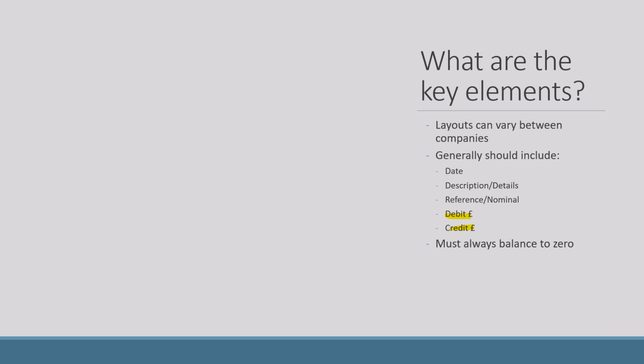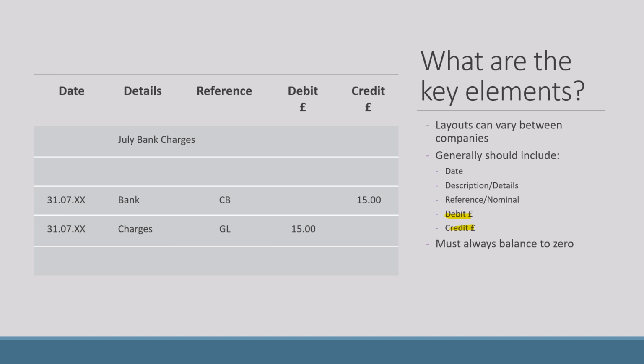And of course, our journals must always balance to zero. So our debits must always equal our credits, which is one of the key things of double entry bookkeeping. So as an example then here, I just want to quickly show you what it might look like.